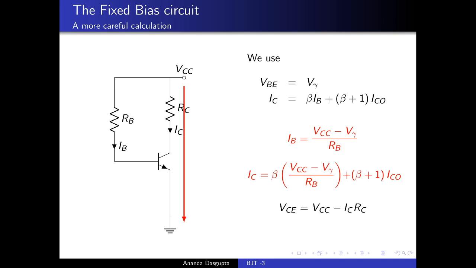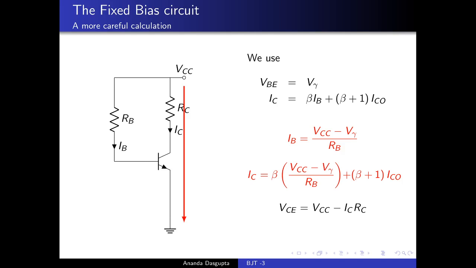And if you just use numerical values, I'm pretty sure almost always you will find that (beta plus 1) ICO is too small compared to this. And we might just as well have used IC equals beta IB if I wanted numerical values for the collector current and hence for the collector emitter voltage. Once again, let me stress that the reason why I have included the ICO in our calculation is to keep track of the fact that temperature variations might cause a big change in IC.